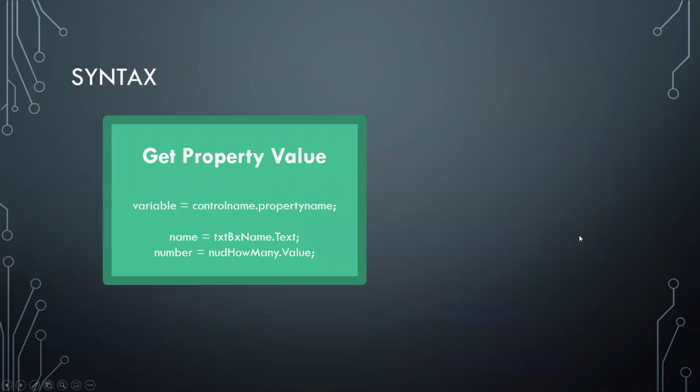So whenever we're working with our syntax, whenever we want to get a property value, we're going to have a variable to hold that value, then an equal sign, then the control name dot property name. Here we could save the value of our text box text property into a variable named name. Here we're saving a value from a numeric up down into a variable named number.